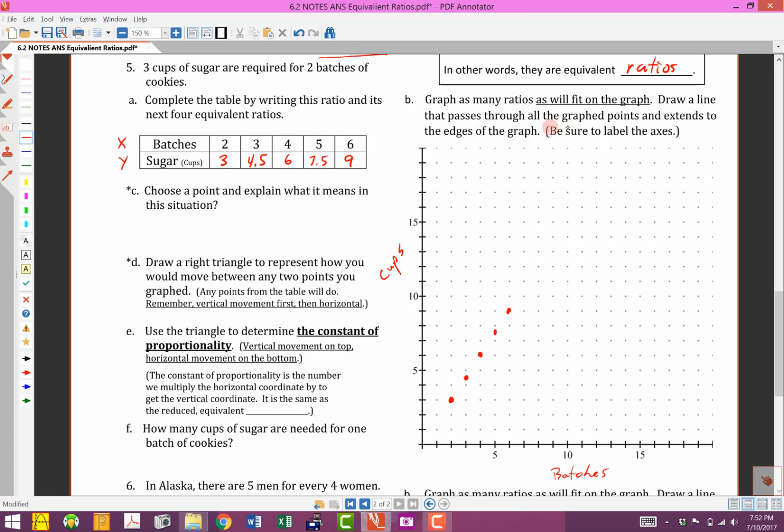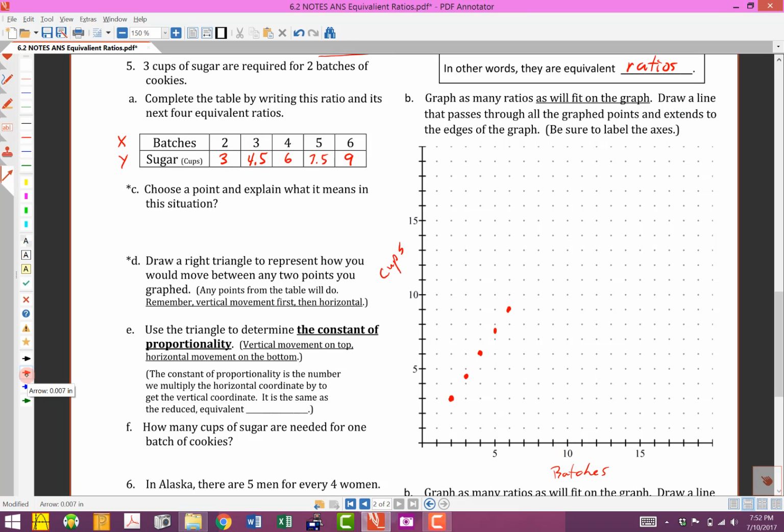And then remember, it says extend the graph, that straight line. I'm going to take advantage of a tool that I've got on here, this little line tool. So what I'm going to do is draw a straight line, I'm going to start right here, and then draw a straight line that goes like that. So it kind of hits all of those points.